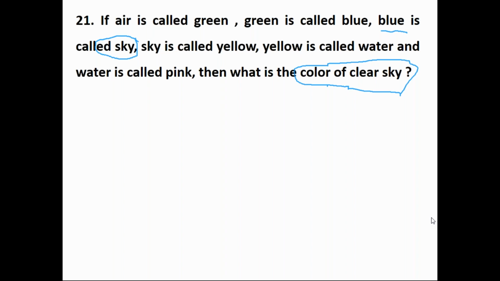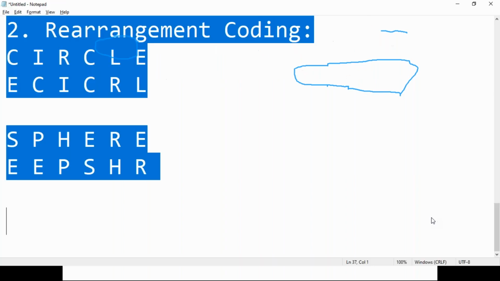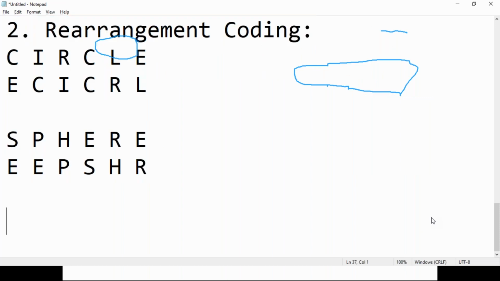Sir, once show the sphere, sir. Sphere answer. It is in the chat box, no? Tell me, ma. Hello.